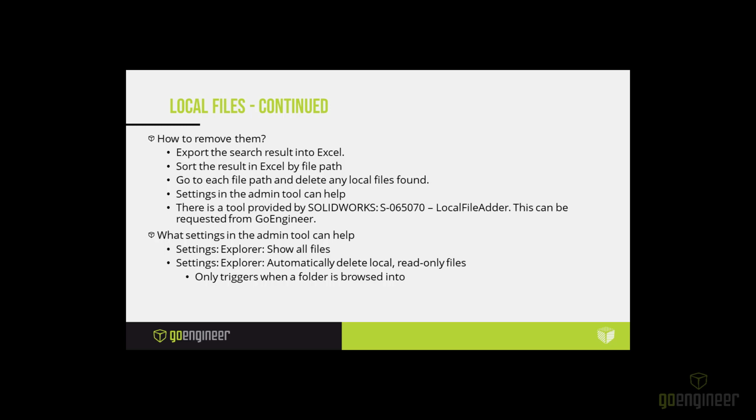There is a tool provided by SOLIDWORKS, SOLIDWORKS Knowledge Base Article S-065070. There's a tool called Local File Adder. The reason this is nice is because you can use that tool to delete files that you find. It does the search for local files and gives you the option to either add the files to the file vault or to delete them. The search local files only gives you the option to add them. And if you don't have access to the SOLIDWORKS knowledge base, you can request this particular tool from GoEngineer and we can forward that to you.